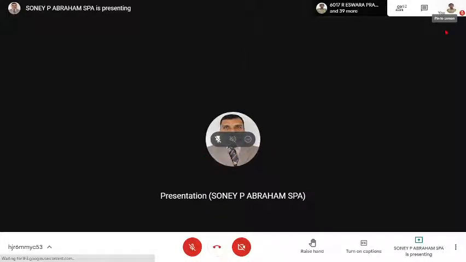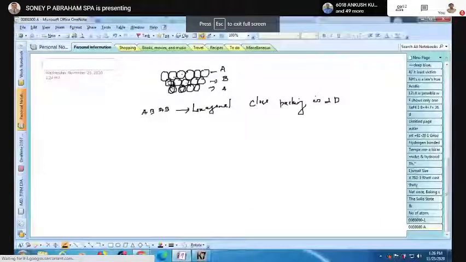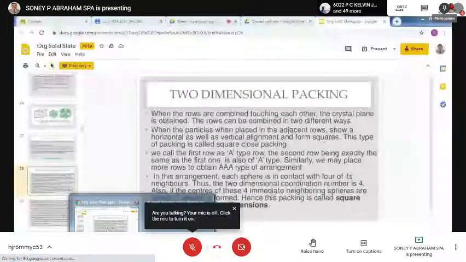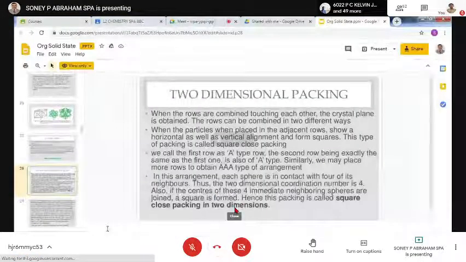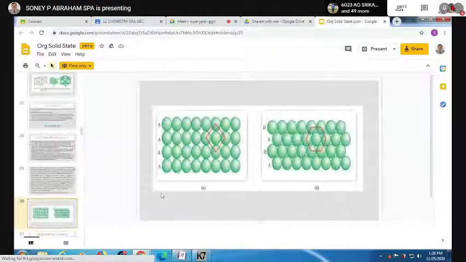Now, I am taking an atom in this hexagonal close packing. This is cubic close packing. This is the example of cubic close packing.